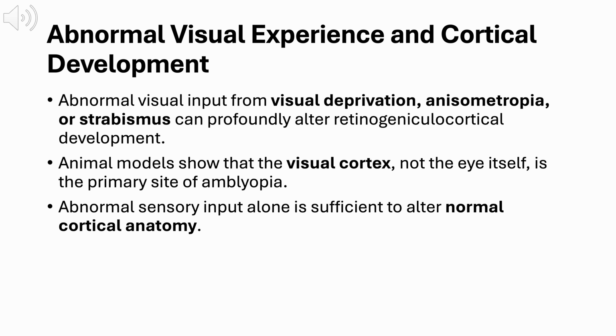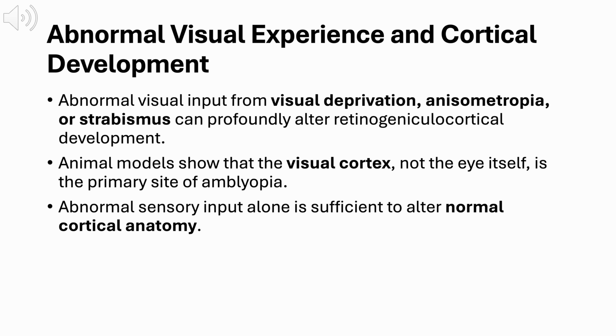Importantly, studies in animal models show that amblyopia is not primarily a problem of the eye itself. The eye can be structurally normal. The real changes occur in the visual cortex, where abnormal input reshapes cortical organization. Even abnormal sensory input alone, without any structural eye disease, is enough to disrupt normal cortical anatomy.